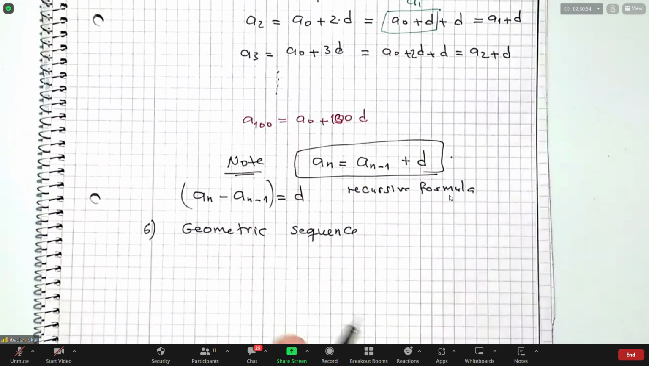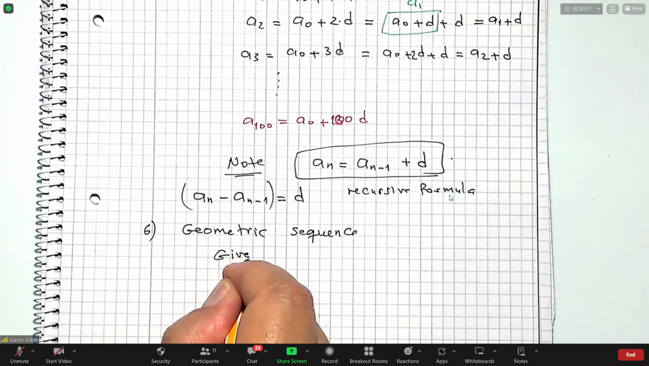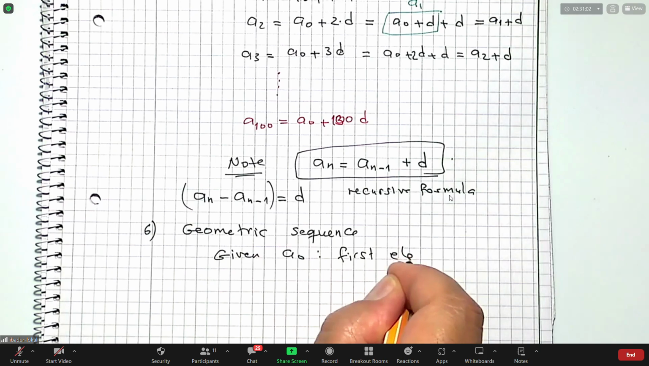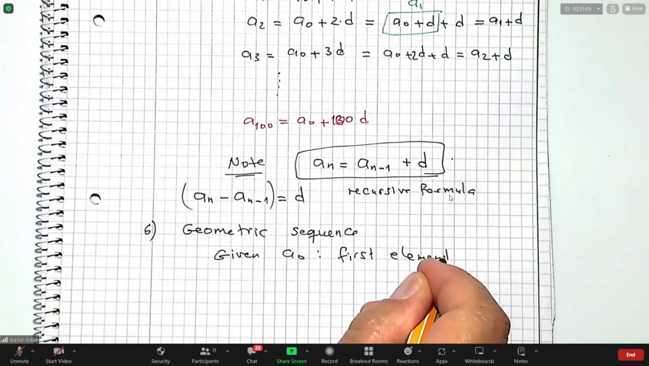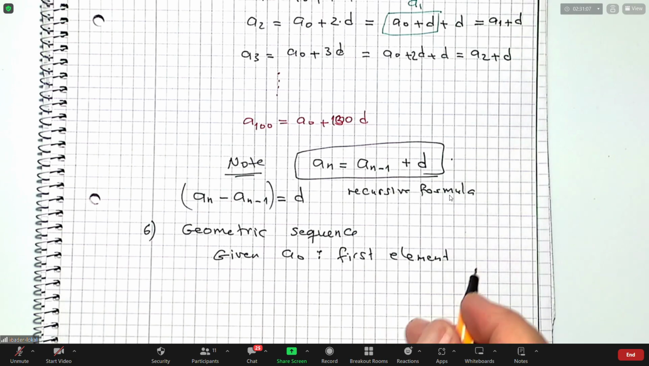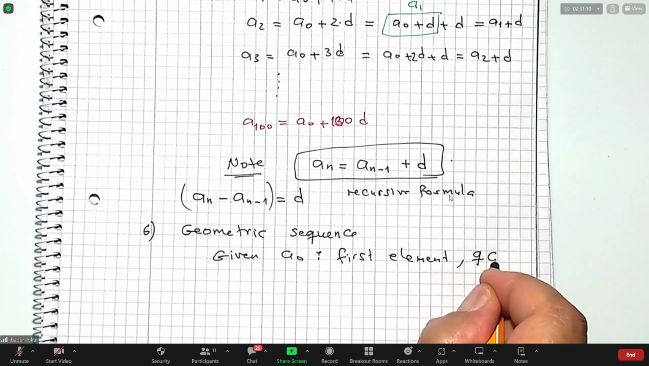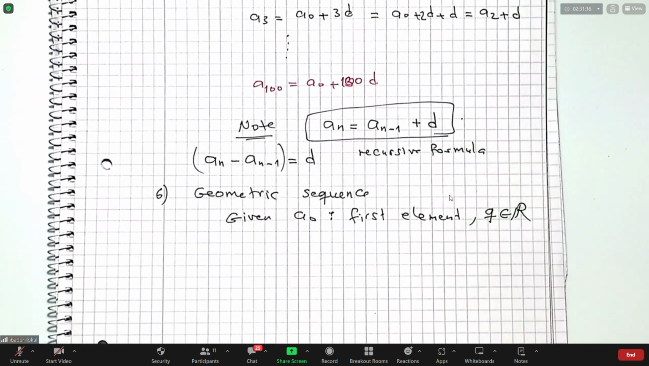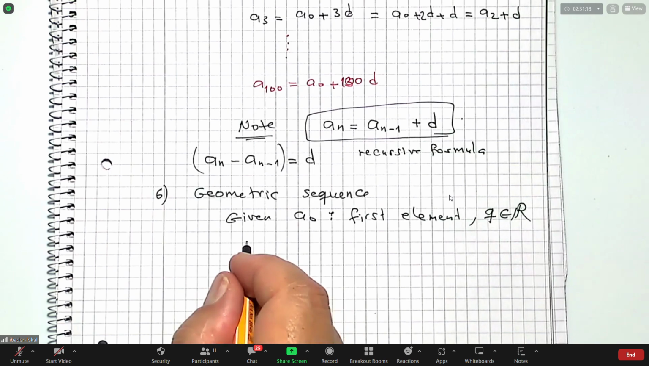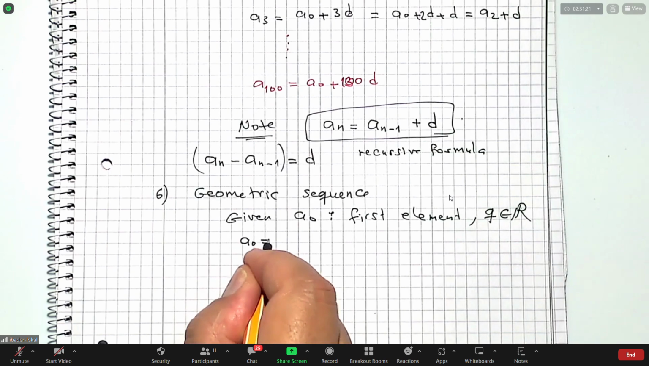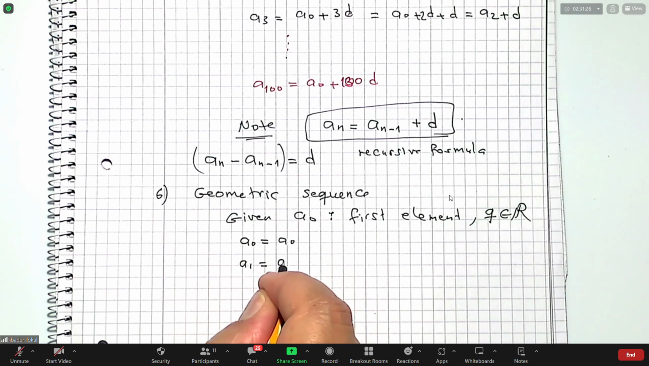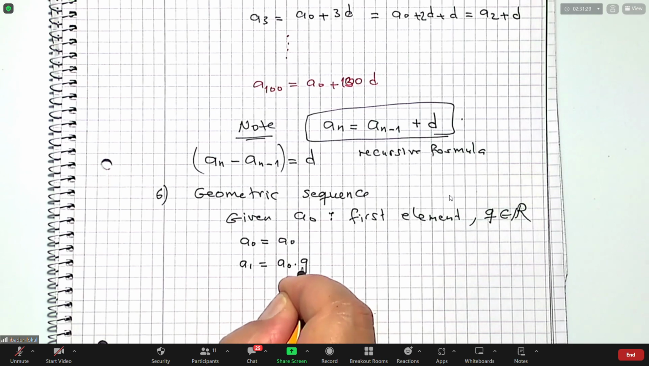So geometric sequence. Again, here we are given two numbers. Usually a0, the first element, and Q, which is a number in R. Okay, now let's generate the first elements. Of course, a0 is the first element. a1 equals a0 times Q to the power 1. So in general, Q to the power n.